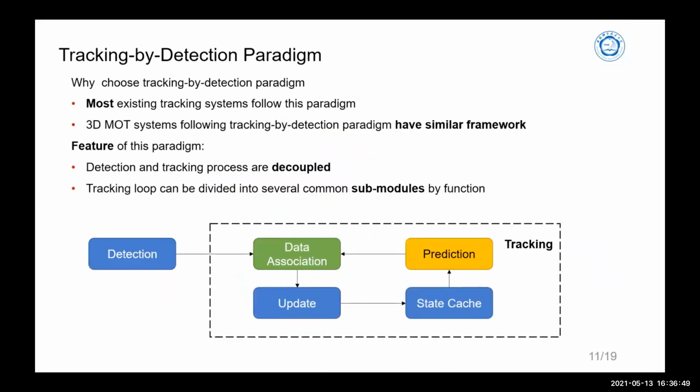For designing a universal method adaptable to different tracking frameworks, we choose to design it towards the tracking-by-detection paradigm. Although there are different categories of tracking methods, most recent works still focus on the standard tracking-by-detection pipeline. Also, 3D MOT systems following the tracking-by-detection paradigm have a similar framework. The tracking-by-detection paradigm has two most important features. Firstly, the detection and the tracking process are decoupled. Secondly, the tracking loop can also be divided into several submodules by function. Therefore, we can easily add processing to improve the accuracy using map information in these submodules.